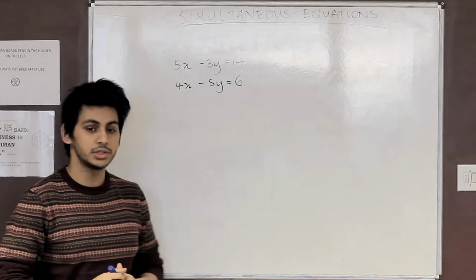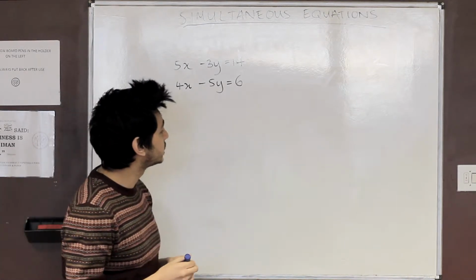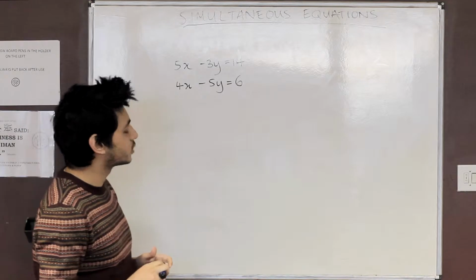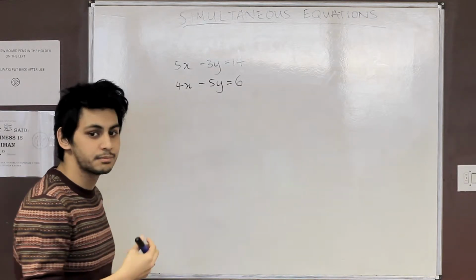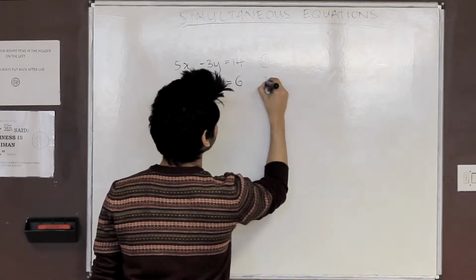In this video we're going to continue looking at simultaneous equations. So over here on the board I've got another simultaneous equation. This one's slightly different to the one we looked at previously, but it's going to follow the same principle. Okay? So the first thing I'm going to do is label each of my equations, 1 and 2.